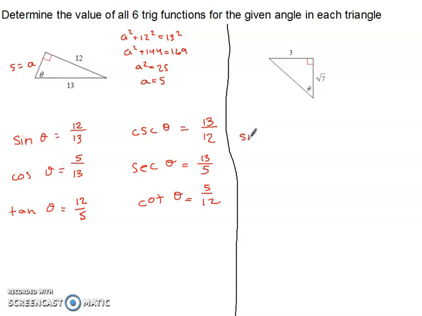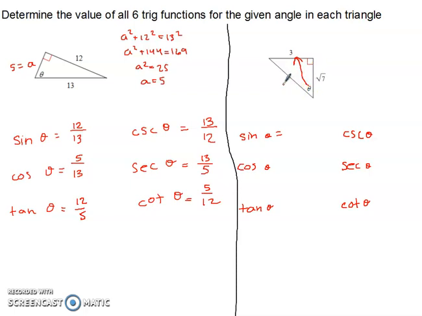So I want sine of my theta, cosine, tangent, and then all of our reciprocal functions, so cosecant of theta, secant of theta, and cotangent of theta. So my sine function is going to be the opposite leg. So here's my theta. The opposite leg is 3 over the hypotenuse.